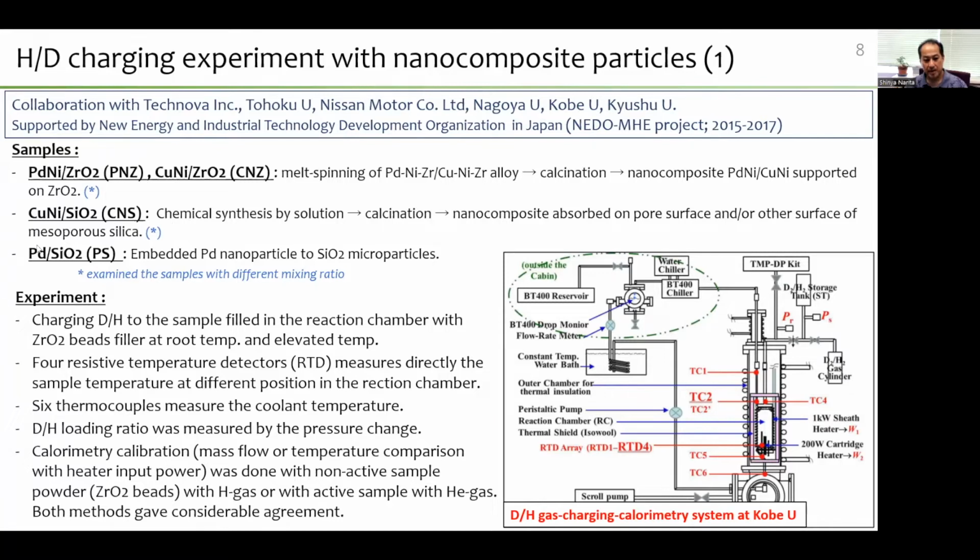Okay, so for the PNZ, CNZ and CNS samples, different mixing ratios of the composition were also examined. And the third one is palladium silica. This is embedded palladium nanoparticles in silica microparticles. This is called the PS sample.